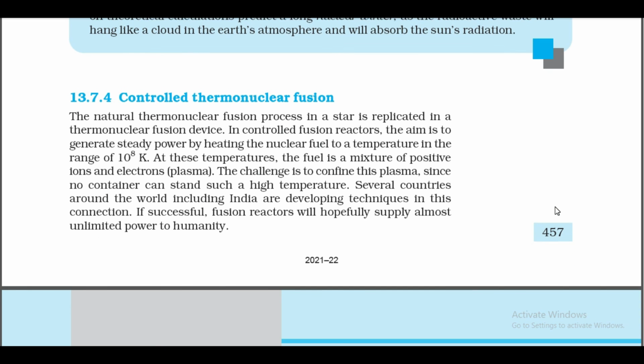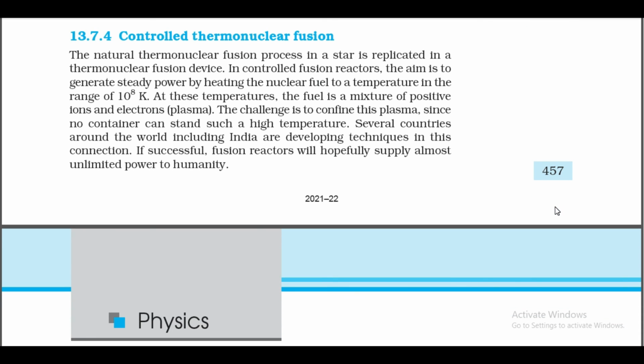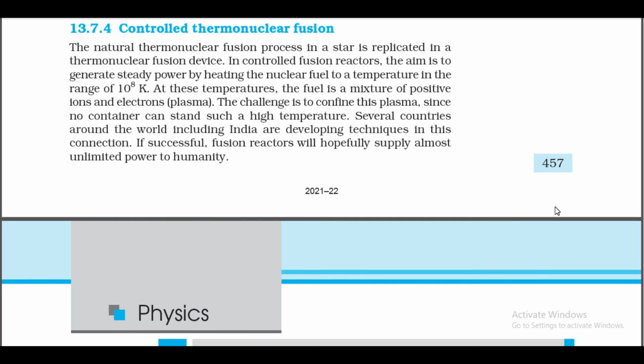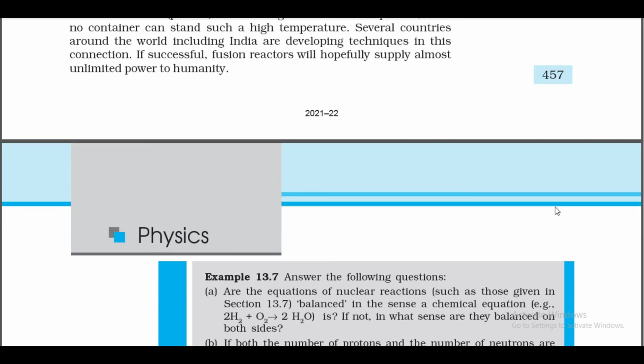13.7.4 Controlled thermonuclear fusion. The natural thermonuclear fusion process in a star is replicated in a thermonuclear fusion device. In controlled fusion reactors, the aim is to generate steady power by heating the nuclear fuel to a temperature in the range of 10^8 Kelvin. At this temperature, the fuel is a mixture of positive ions and electrons, a plasma. The challenge is to confine this plasma, since no container can stand such a high temperature. Several countries around the world, including India, are developing techniques in this connection. If successful, fusion reactors will hopefully supply almost unlimited power to humanity.